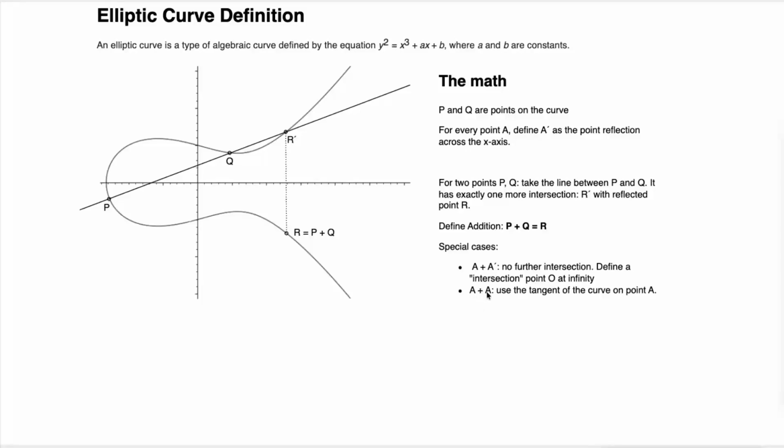Another special case: if you have 2 times the same point, like P and P, then you would take the tangent, the line that is just touching the curve at this point. This will cross somewhere very far down, because the curve bends toward the line, so it will have another intersection. The tangent of the curve at point A gives the A plus A. And in every other case you get an obvious third intersection. So that's the addition we have there.